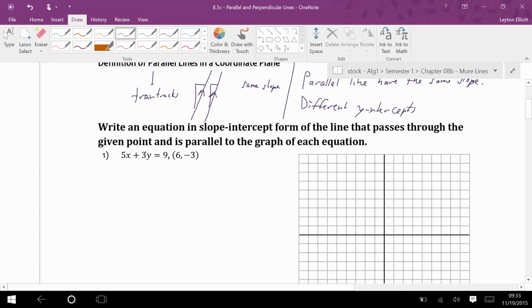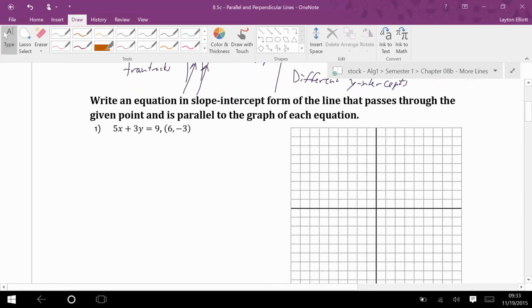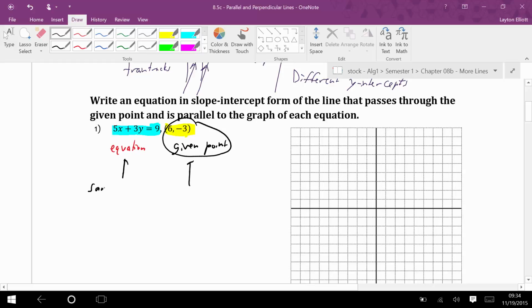So this first question says to write an equation in slope-intercept form of the line that passes through the given point and is parallel to the graph of each equation. So this right here is the given point. And this right here is the equation that it refers to. So I want it to pass through this, but I want it to have the same slope as the 5x plus 3y equals 9.